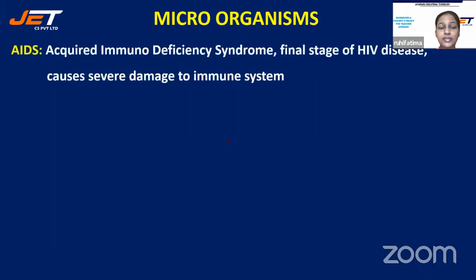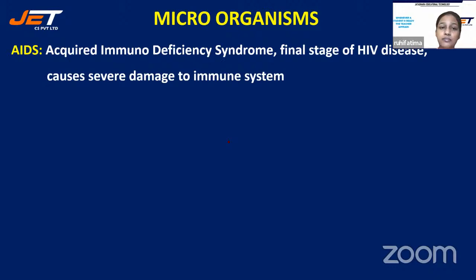AIDS. What is AIDS? AIDS is a very dangerous disease, students. Its full form is acquired immunodeficiency syndrome. This is caused by the HIV virus. It is also a viral disease, and the final stage of HIV is AIDS. What happens in AIDS?